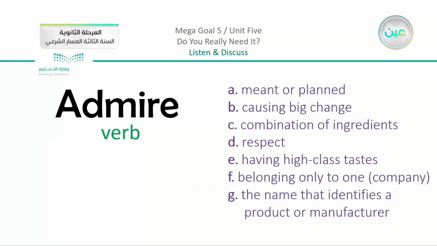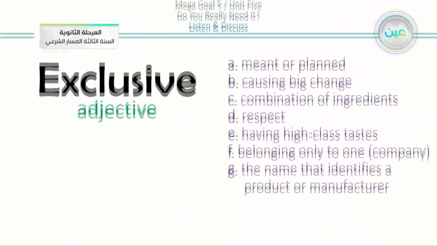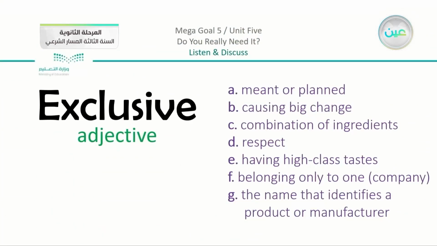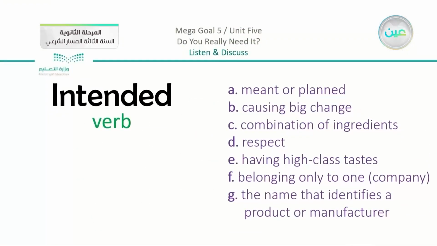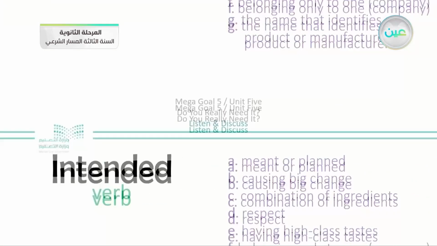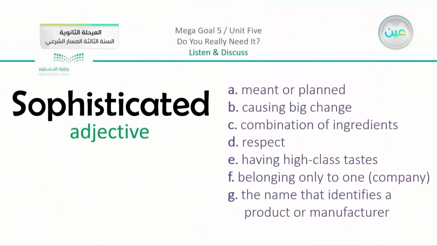So just to make sure that the meanings or the words are very clear, remember that admire is a verb. Brand here is a noun. Exclusive is an adjective, you are describing. Formula is a noun. Now, do you remember when we talked about movie formulas and how they are a combination? Now, this is a hint for you. Intended is a verb. Revolutionary, you're describing, it's an adjective. And sophisticated is an adjective as well.